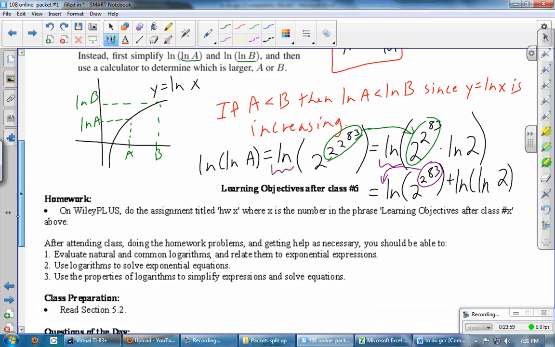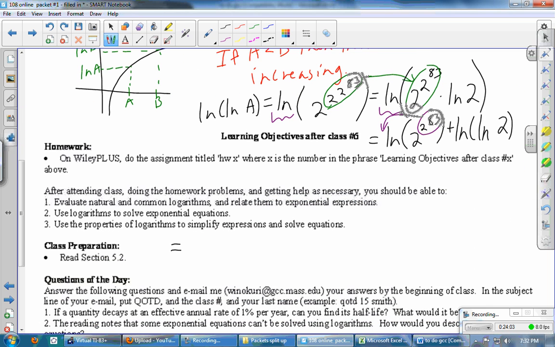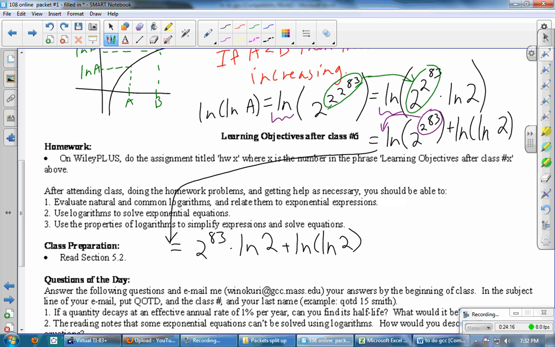So I'm running out of space here. I'm going to sneak down here. So this is equal to the 2 to the 83rd comes down in the front times ln of 2 plus ln of 2. Circle the 2 to the 83 in the front. That's the power.